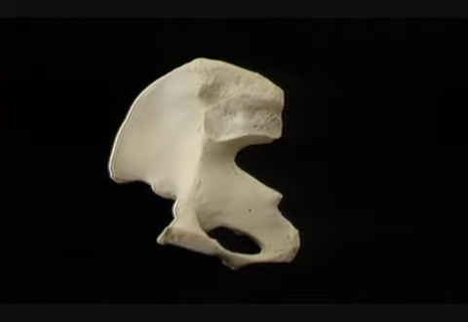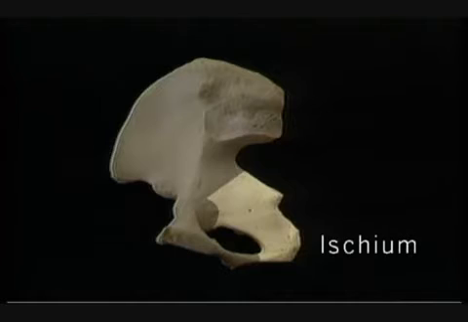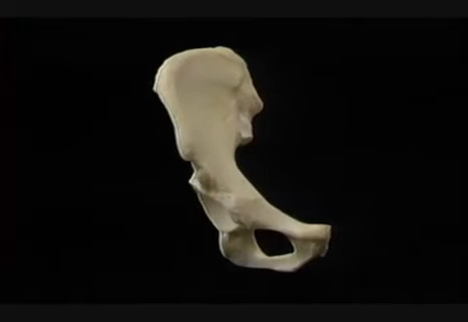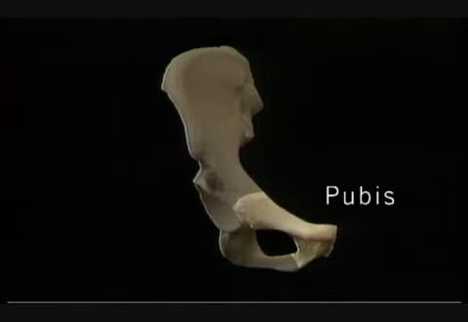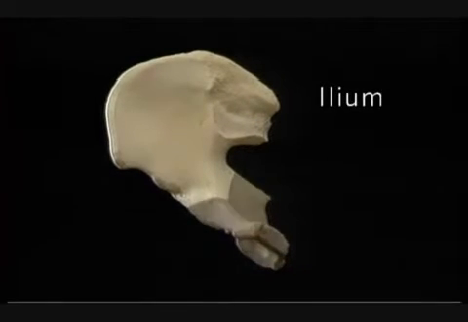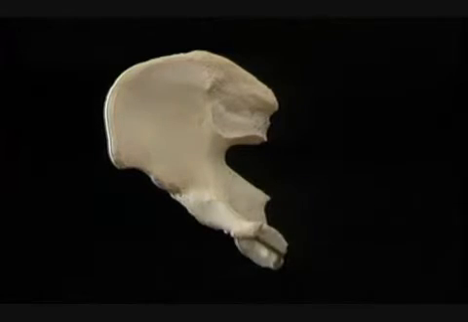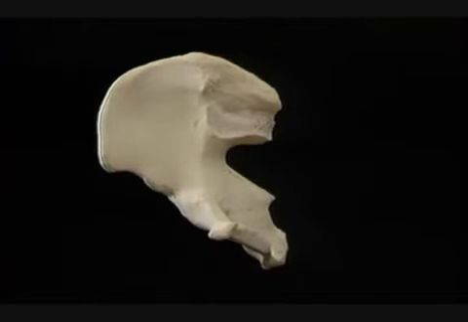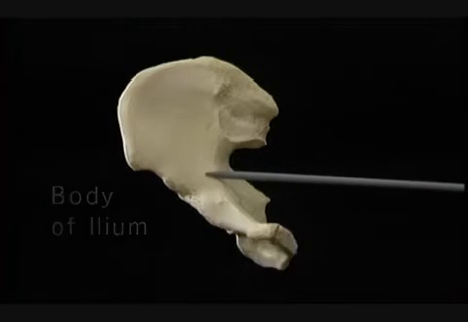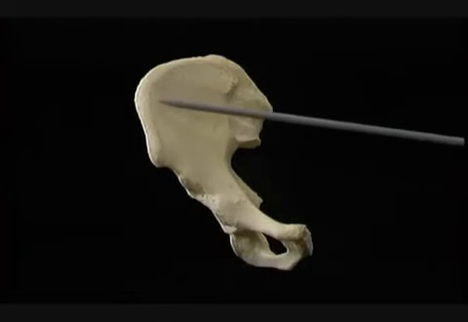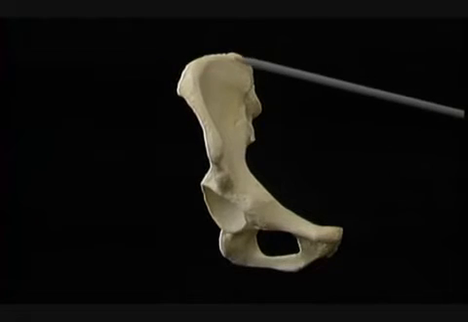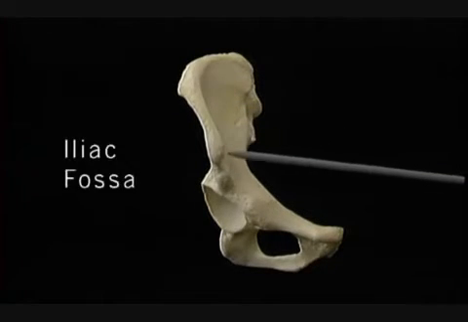It develops by the fusion of three originally separate bones: the massive ischium below and behind, the more lightly constructed pubis below and in front, and the broad ilium above. We'll look at the ilium first. The thick lower part of the ilium is the body. The broad expanse of bone that fans out above the body is the ala, or wing of the ilium. The concavity on the inner surface of the ala is known as the iliac fossa.